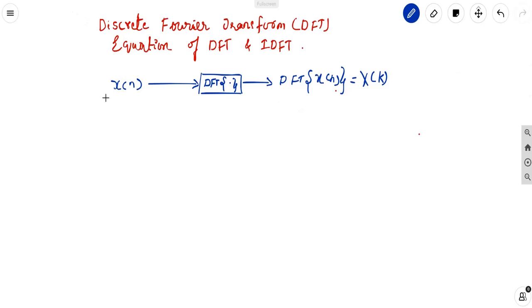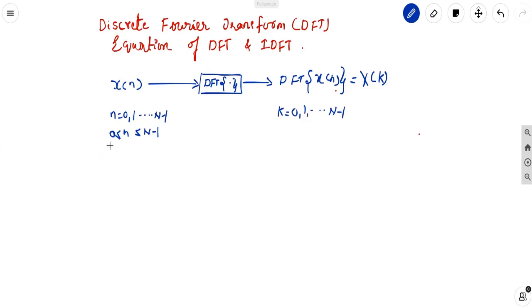Now we'll define the range of n. n is defined as 0, 1, up to n minus 1. I can write it like this, or even I can write it as greater than or equal to 0, less than or equal to n minus 1. Both ways are the same. The range of k is also defined, and the n range and k range will always be equal. Here we are taking positive values, so 0, 1, up to n minus 1.